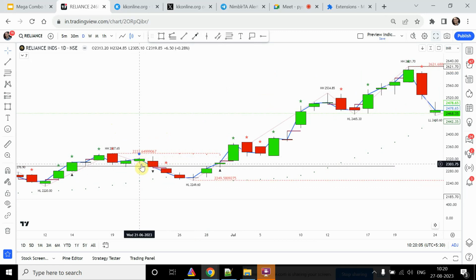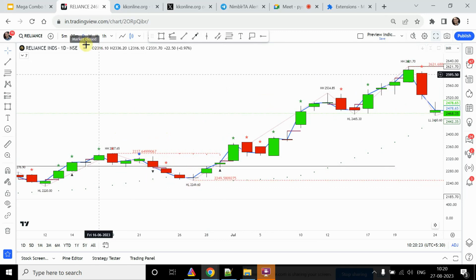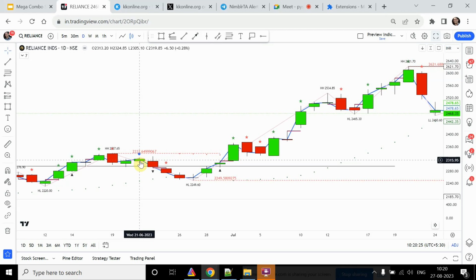Whenever it is broken in either direction, it gives a flow in that particular direction. It's a rush of movement which comes in that particular direction. So over here, when we see the low value was 2305, and as soon as it broke on the downside, we went till 2249. This is on a daily basis. So daily basis, we saw a tiny IC breakout on the downside.